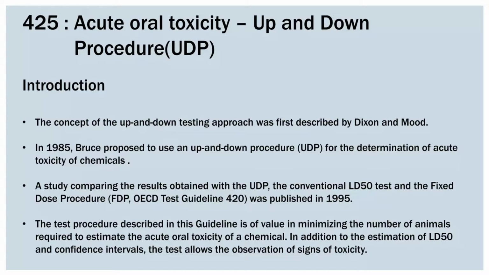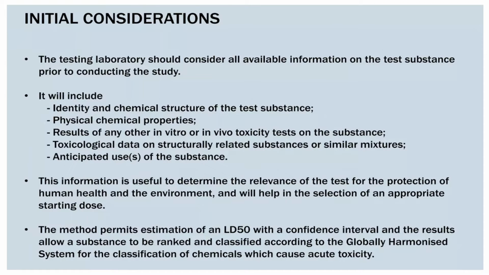So this was the introduction, and in the initial consideration, the testing laboratory should consider all available information on the test substance prior to conduct of this study. Before initiation of this study, we need some data like identification of the chemical structure of the test substance, physical chemical properties, results of any in vitro or in vivo toxicity tests of the substance, available toxicological data, structurally related substances or similar mixtures, or anticipated use of the substance.